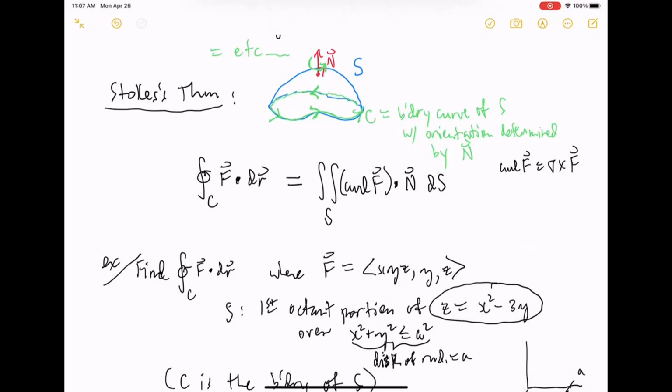If f happened to be a conservative vector field, then it is irrotational, which means the curl would be 0. Don't you see, right? So we can see immediately that this curve integral yet again would be 0 by Stokes' theorem if the vector field is conservative.